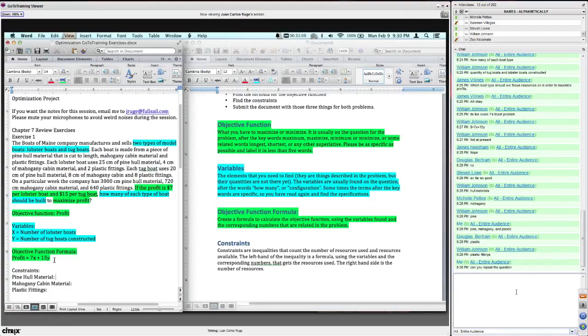Find an inequality for pine hull material. The inequality is a formula on the left using the variables and the corresponding numbers, and the right-hand side of the inequality is the number of resources available.